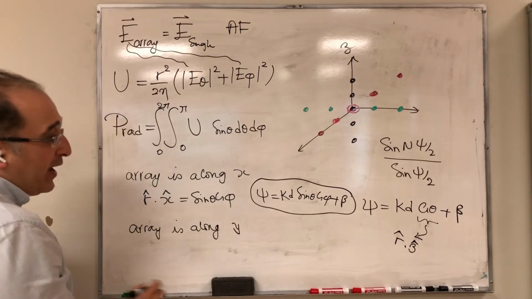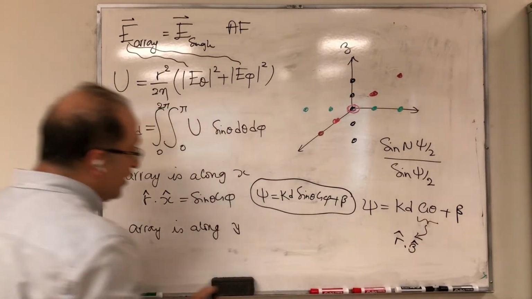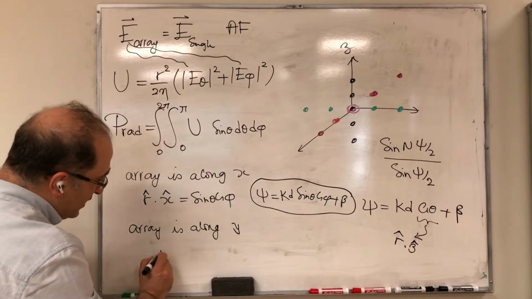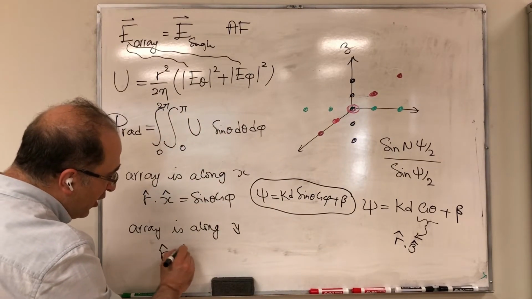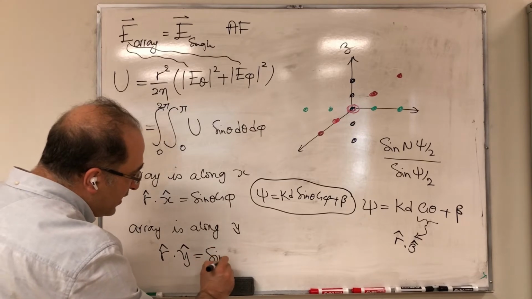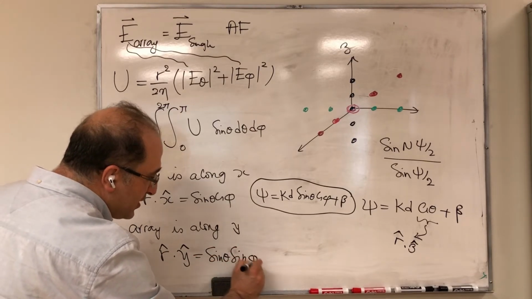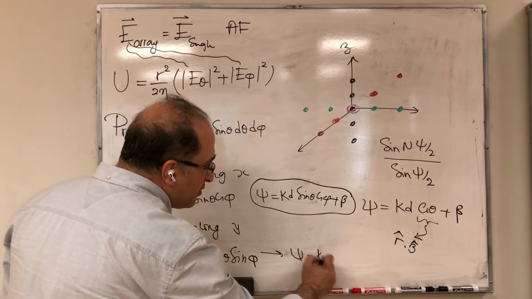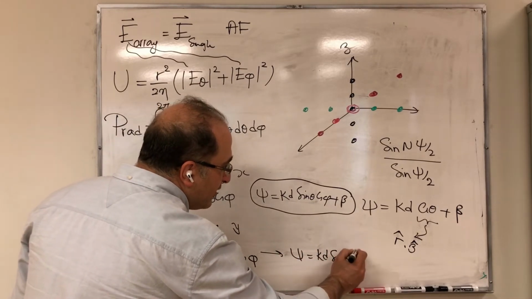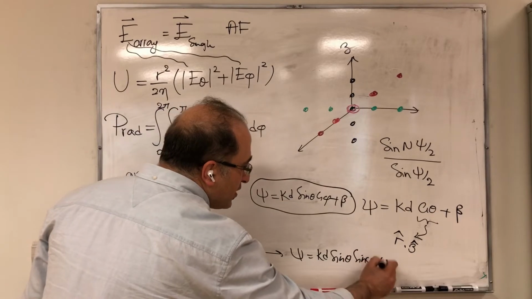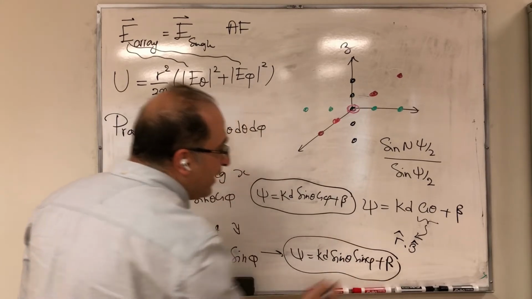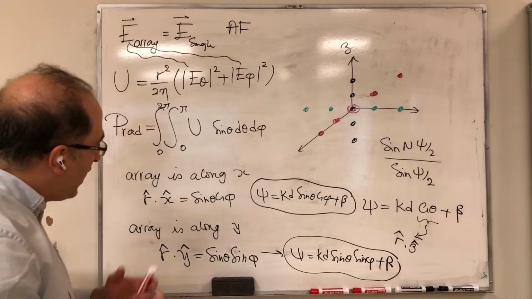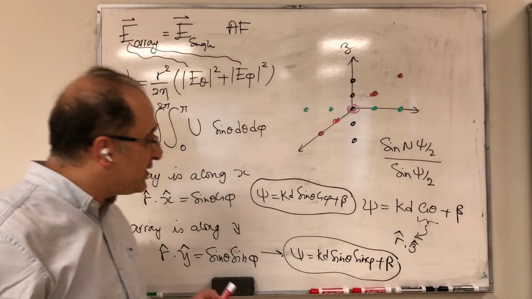Or if your array is along y, then you would say, okay, instead of cos theta, which is r hat dotted with z hat, this time I need r hat dotted with y hat, which is sine theta sine phi. And therefore, my psi becomes kd sine theta sine phi plus beta. And then you just substitute this psi into this expression, and you have your array along x and y.